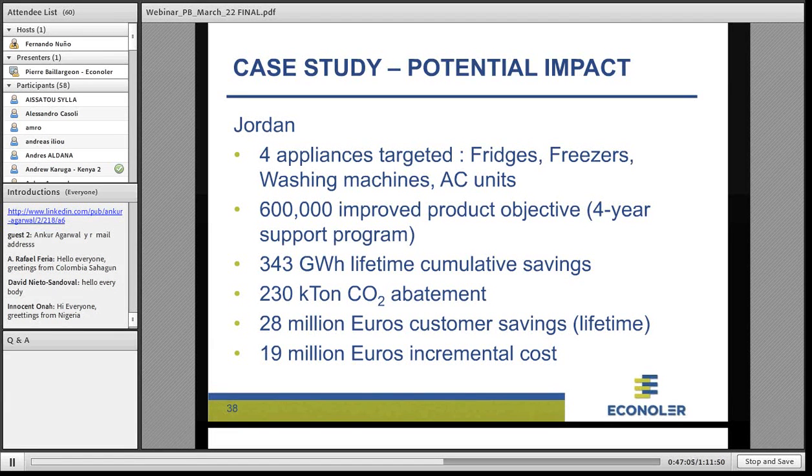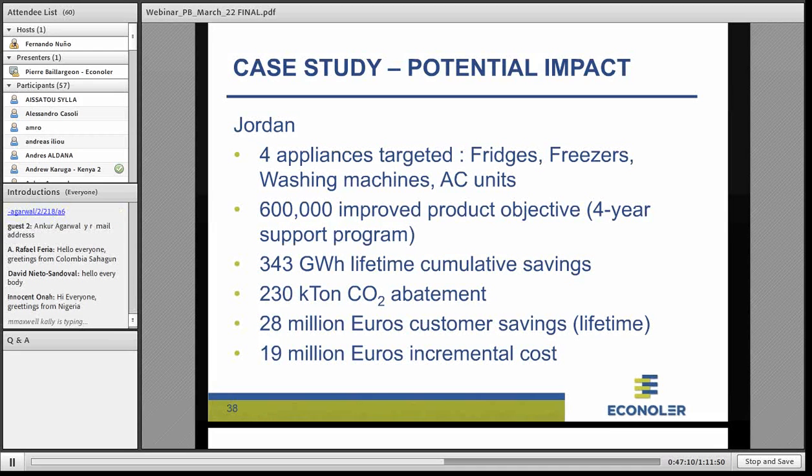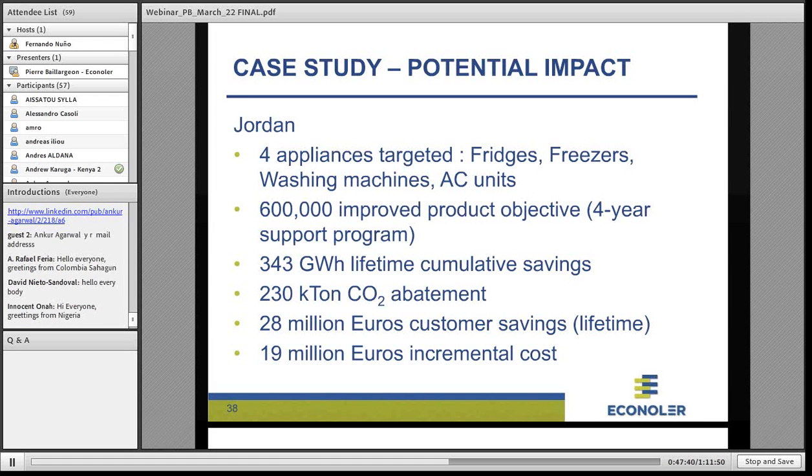Let's look at a real case study. I replaced the figure here with Jordan, I know we were mentioning Benin in the presentation. It's a study that was done some years ago, where four appliances were targeted: fridges, freezers, washing machines, and AC units. It was considered in this analysis that over 600,000 products in these four categories could be introduced in the market over a four year period.